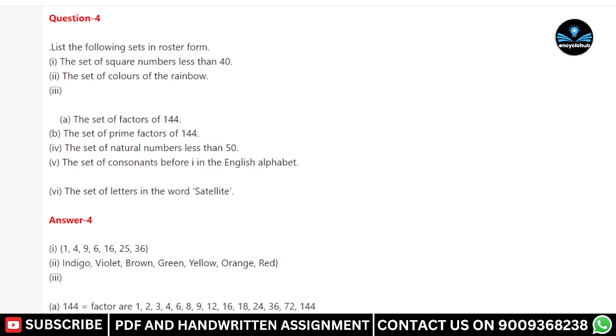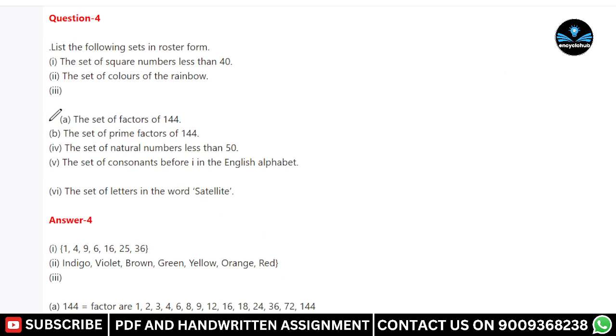In this video, we are discussing the sets in roster form. So we have to convert the set builder form to roster form. So what is this roster form? First, we need to clarify it.